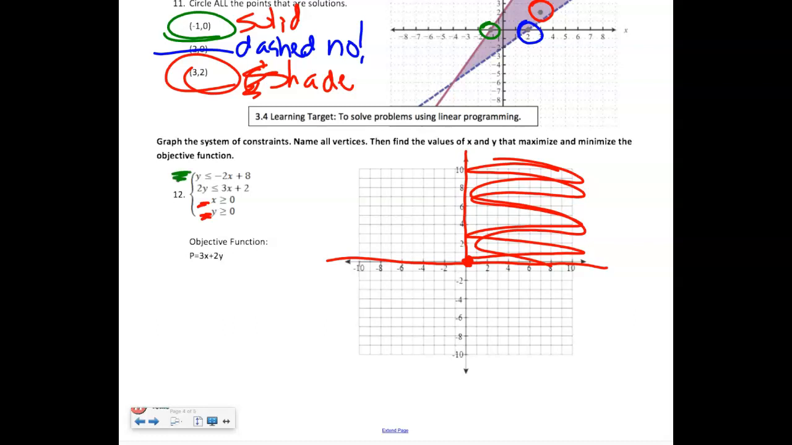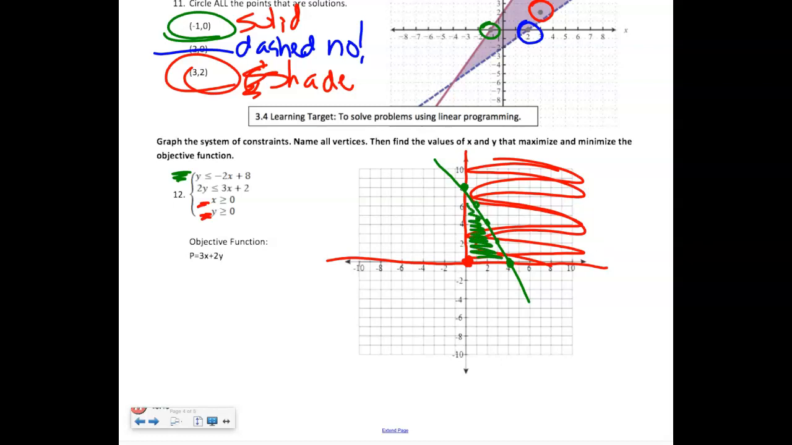It's telling me start at 8 and then down 2 over 1, down 2 over 1, down 2 over 1, down 2 over 1. Okay. And it's telling me to shade below.